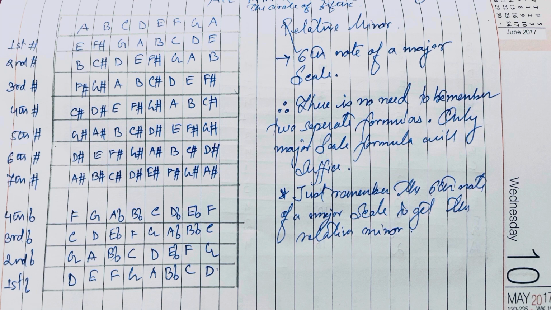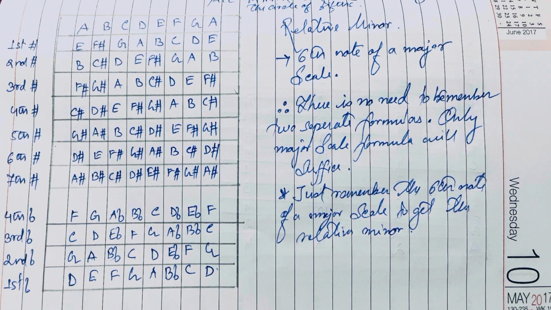So there is no need to memorize two separate formulas, one for the major scale and one for the minor scale. Just know the major scale, pick out the 6th note, and that becomes the relative minor. In this way you can know all the relative minors and all the minor scales. I hope the concept is clear.